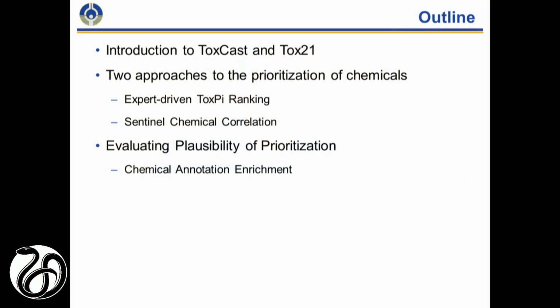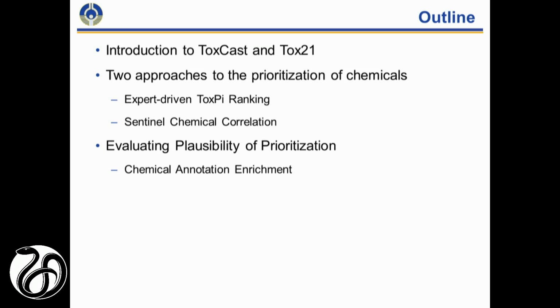I'm going to start you off with an introduction to what's called ToxCast and Tox21. These are big high-throughput screening efforts that we're working on as a part of a larger consortium here at NTP. And there are two approaches for prioritizing chemicals using this data that we've tried so far. We've tried a variety of them, but I'm just going to talk to you about two today. One is expert-driven ToxPi ranking, and another one is called Sentinel chemical correlation. And then from there, we'll get lists of chemicals.